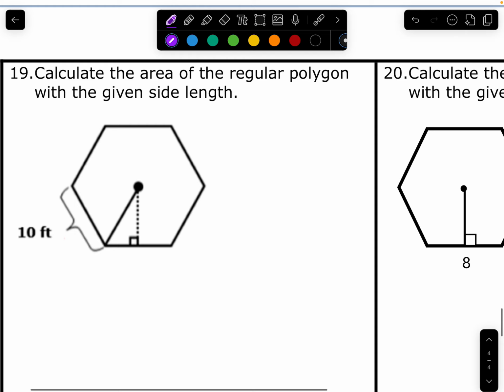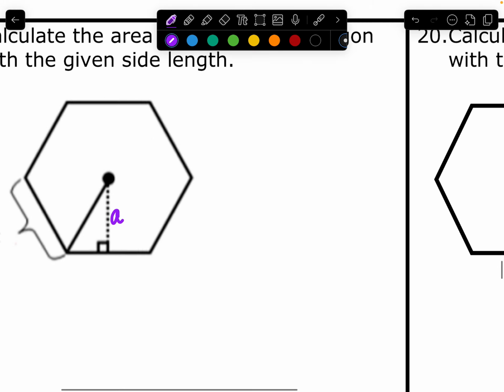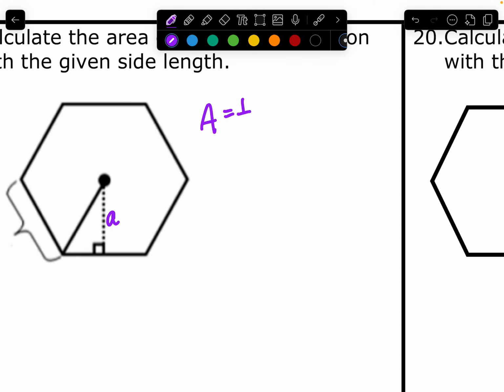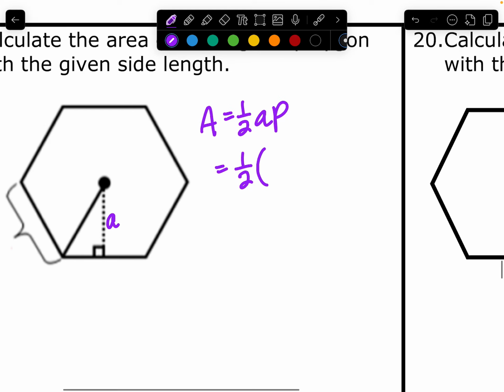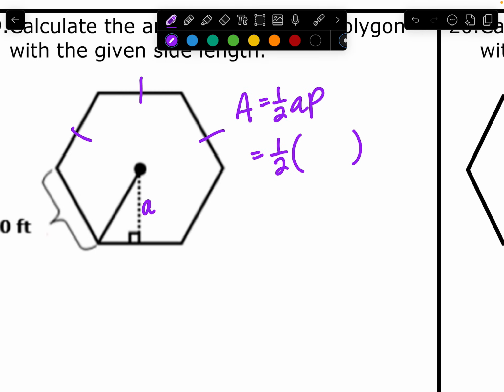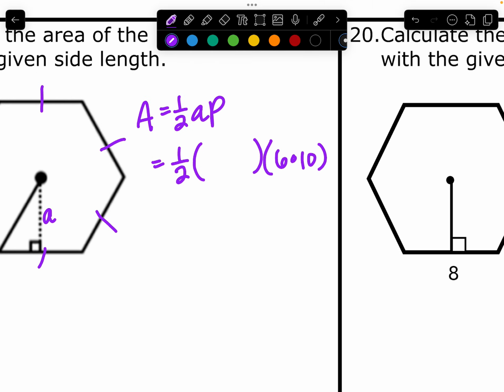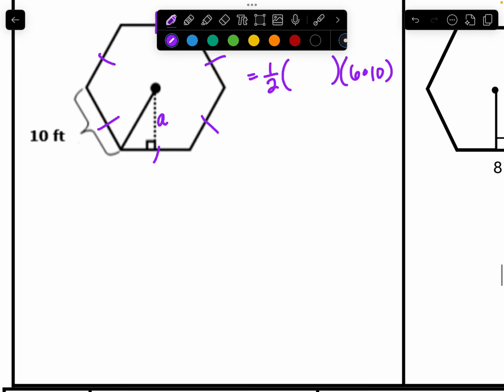Number 19, calculate the area of a regular polygon with the given side length. This time we don't know the apothem measure, so I'm going to put an A there. All right, so we're still going to start with the area of a regular polygon formula. Again, we do not know the apothem as of yet. We do know that this is a 1, 2, 3, 4, 5, 6 sided shape, and that one of the sides is 10 feet, so the perimeter is 60, but we still have to figure out the apothem.